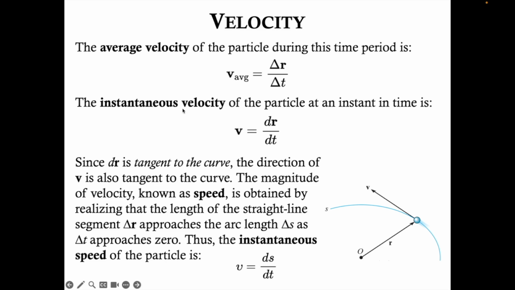The instantaneous velocity at some moment in time is as follows. Vector v, velocity, equals dr by dt, the first time derivative of the position vector r. Since dr is tangent to the curve, the direction of the velocity vector v is also tangent to the curve. The magnitude of velocity, known as speed, is obtained by realizing that the length of the straight line segment delta r approaches the arc length delta s as delta t approaches 0. Thus, the instantaneous speed of the particle is v equals ds by dt.